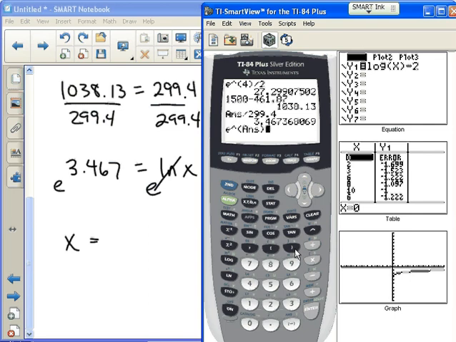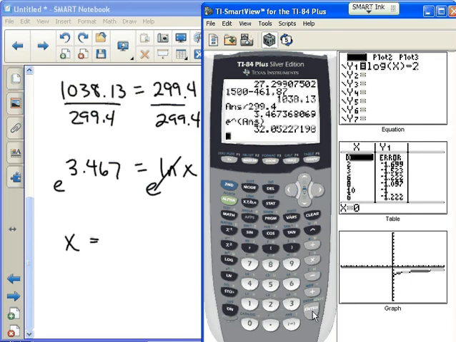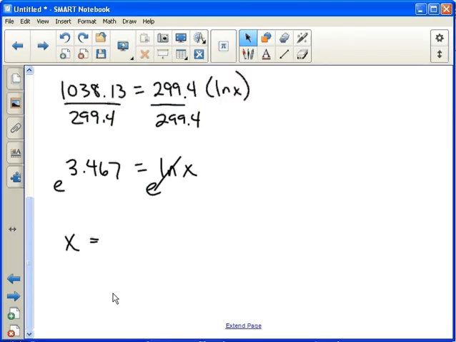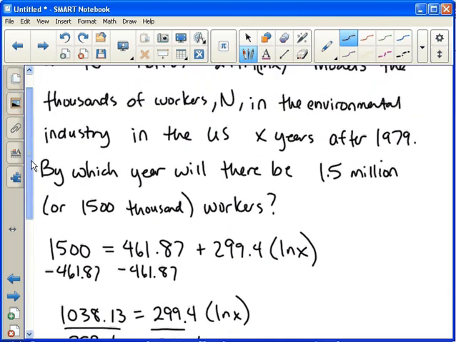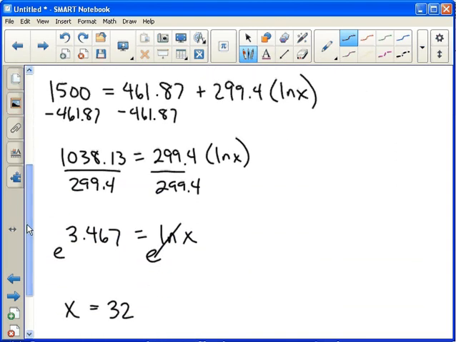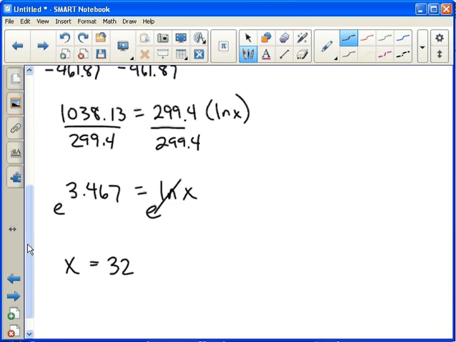Since they're just asking for the year anyway, I'll just write 32. And it's going to be 32 years. If we go back and look, it says 32 years after 1979. I'm getting that from right here. So 32 years after 1979. So that would be 2001, if I'm not mistaken. Excuse me, 2011. So 32 years would be the year 2011. So they would estimate that in the year 2011, there would be 1.5 million workers in the environmental industry.